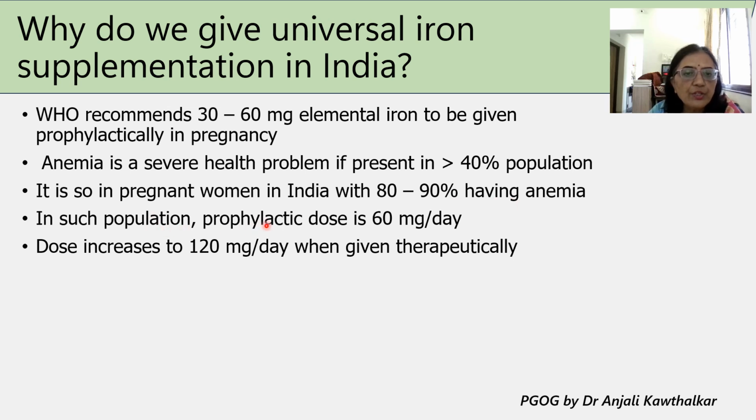So in such a population, the prophylactic dose which needs to be given is 60 milligram per day, and the dose increases to 120 milligram per day whenever it needs to be given therapeutically. Prophylactic is 60 milligram, therapeutic is 120 milligram, but universal iron supplementation is recommended by WHO in India because of the high prevalence of iron deficiency anemia during pregnancy.